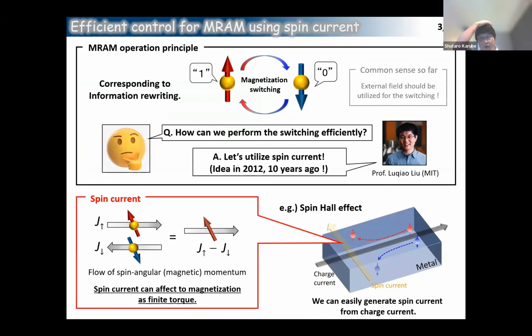MRAM operates based on the reversal of the magnetization within magnetic materials, which allows for data rewriting. Traditionally, the common approach for achieving magnetization reversal has been to use an external magnetic field. Around a decade ago, Professor Liu at MIT proposed an innovative idea to efficiently achieve magnetization reversal using the spin current. Spin currents consist of the flow of electron spin angular momentum, which means they can impart a finite torque on the magnetization. We can generate this spin current easily through the spin Hall effect.